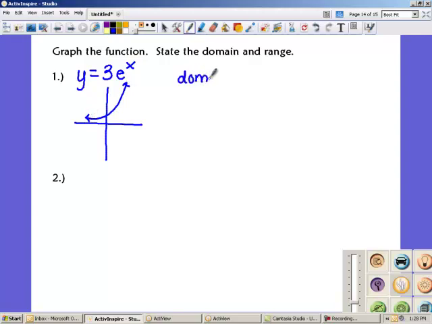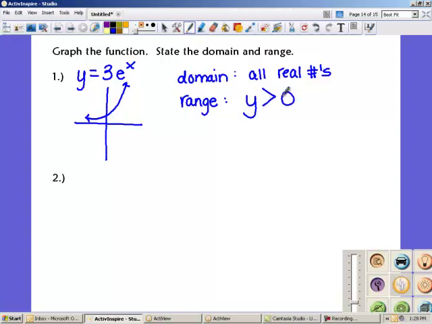And we just have to write the domain and range. The domain is talking about the x values, and the graph goes in the negative direction and the positive direction, so all real numbers for x. And the range, it looks like the graph is above this 0 here. So y is above, meaning more than, 0.